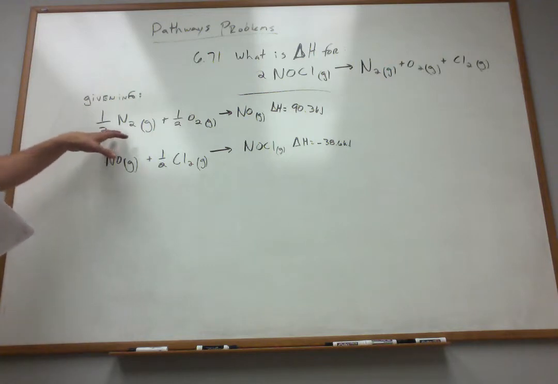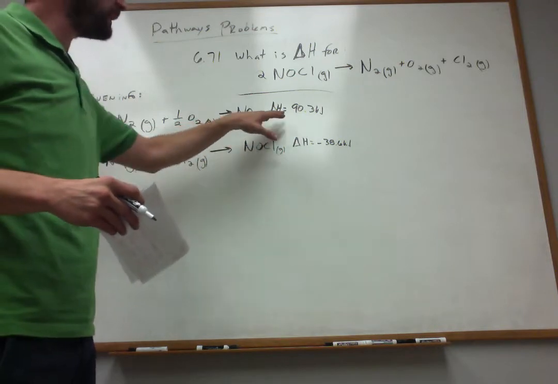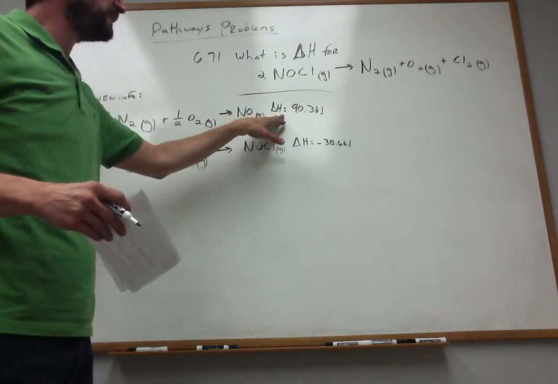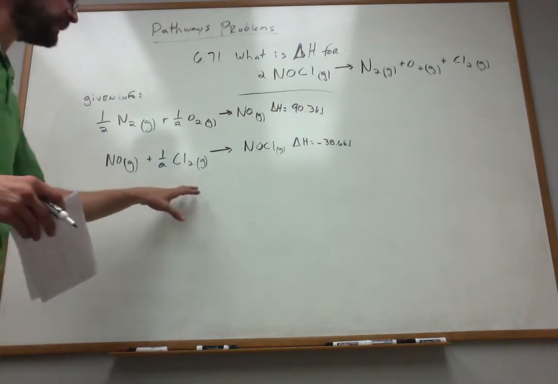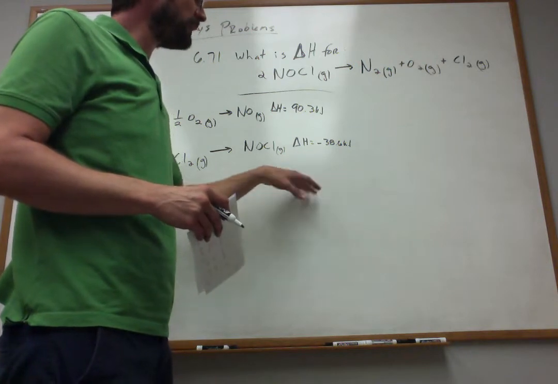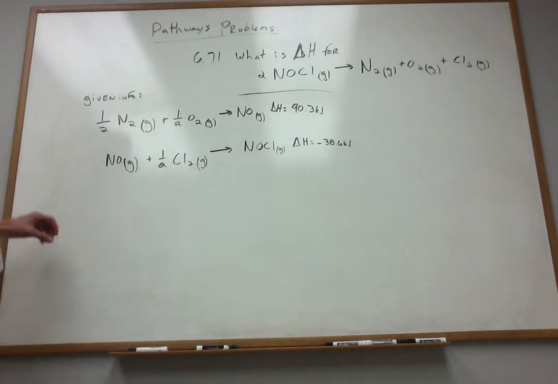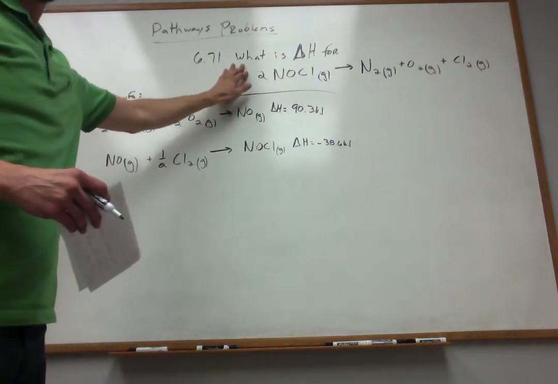Now, I know that if I take 1/2 N2, combine it with 1/2 O2 to make this, that's associated with an enthalpy change of 90.3 kilojoules. I also know one of these, half of this, makes this, and that's associated with an enthalpy change of negative 8.6 kilojoules. But neither one of these reactions by itself represents this.